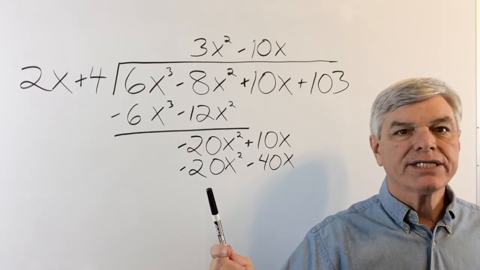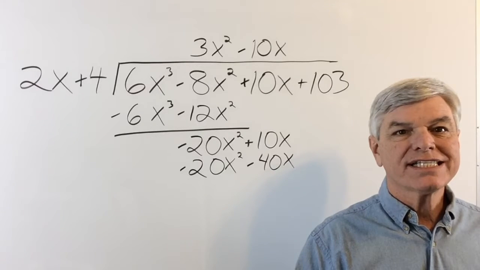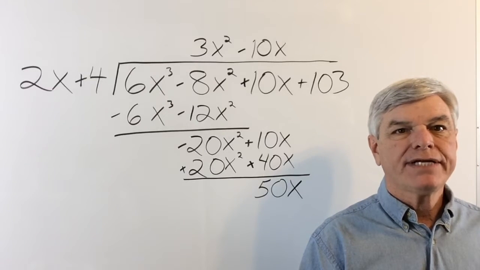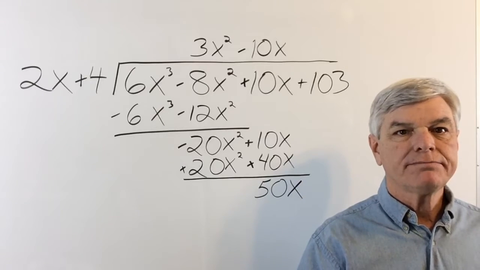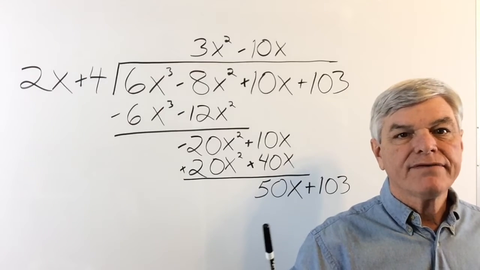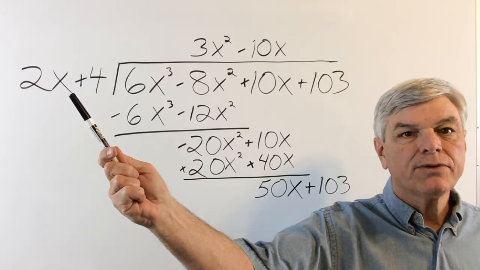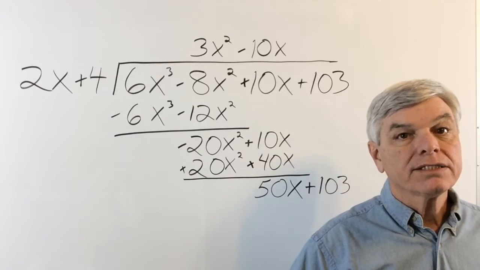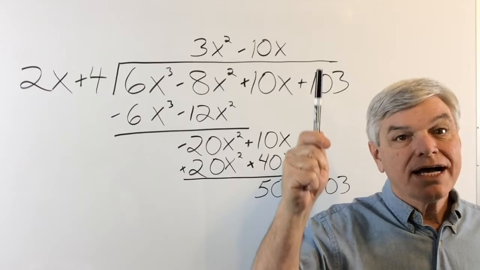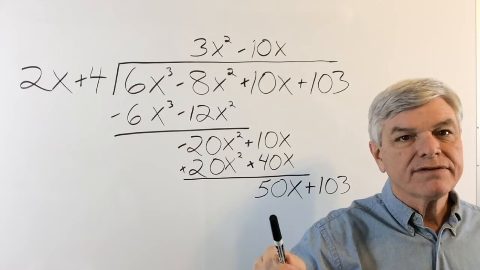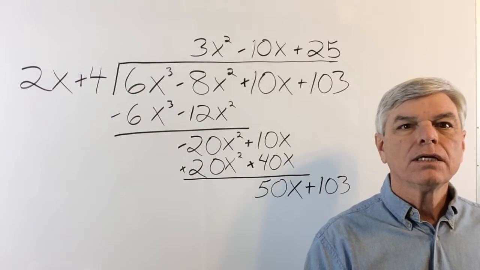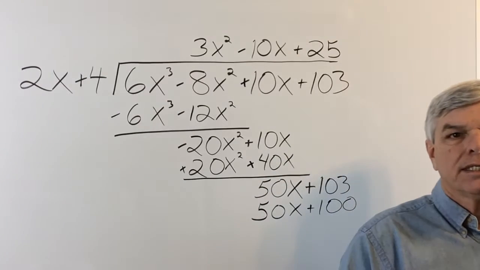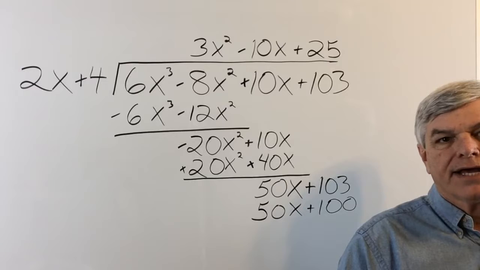Okay, our first term matches again. So let's change the signs on that and add. And we have 50x, so let's bring down that last term. And to eliminate 50x, what are we going to multiply times 2x? In the units column, there's not going to be an x there anymore. It's going to be 25. 25 times 2x, 50x. Yeah, that'll be good. So let's multiply that out. Good, and let's change the signs and add that together.